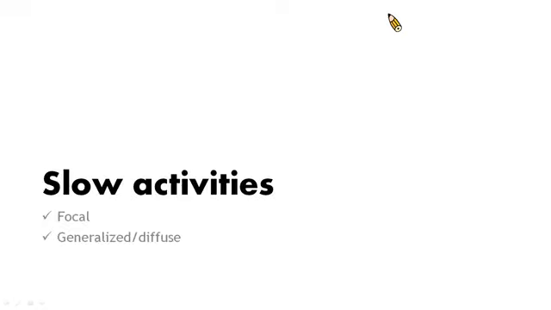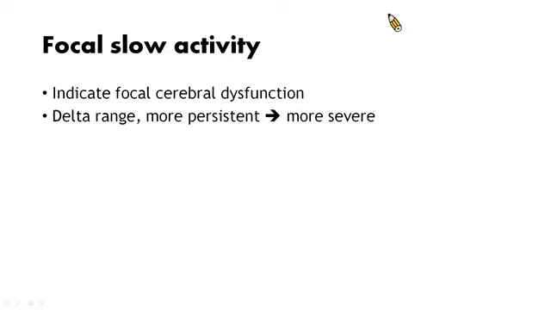At first part, we talk about slow activities, which include focal slow and generalized or diffuse slowing. Focal slow activity indicates focal cerebral dysfunction, especially slow activity in delta range, or more persistent slow waves, usually means more severe lesion.